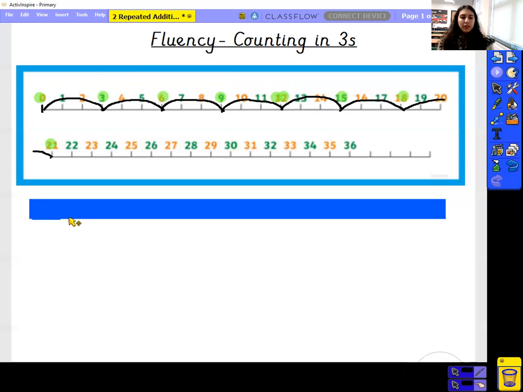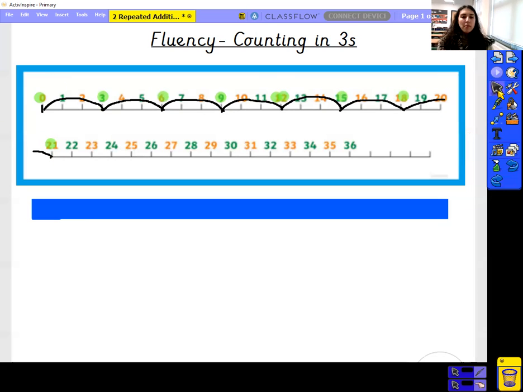Fantastic, well done. It's really tricky to learn counting in your threes, but if you've done it with your 2s and your 5s and your 10s, then I am confident that we're going to be able to do it in our threes as well. So let's do it one more time from 0, looking at the numbers. So 3, 2, 1, 0, 3, 6, 9, 12, 15, 18, 21.